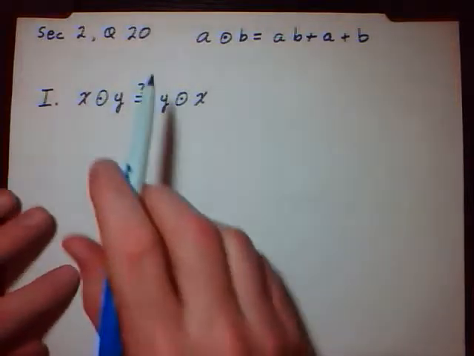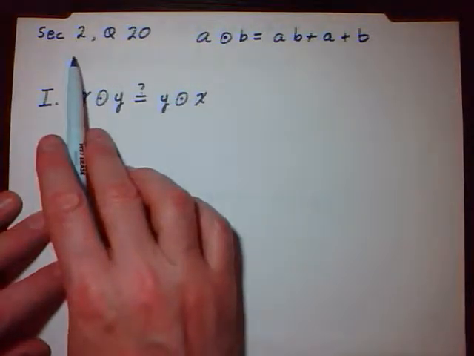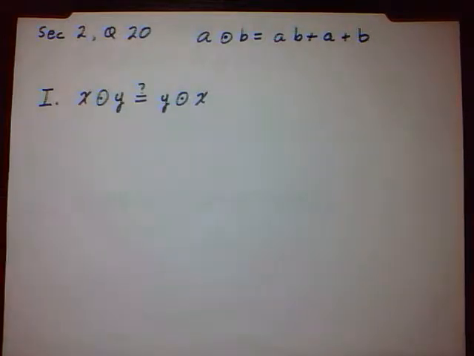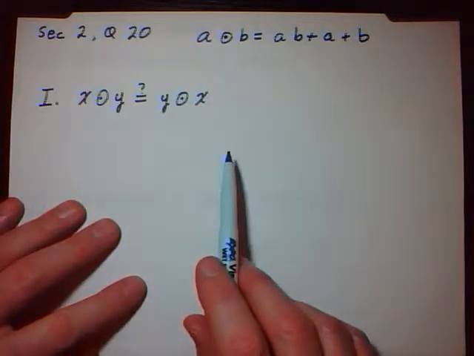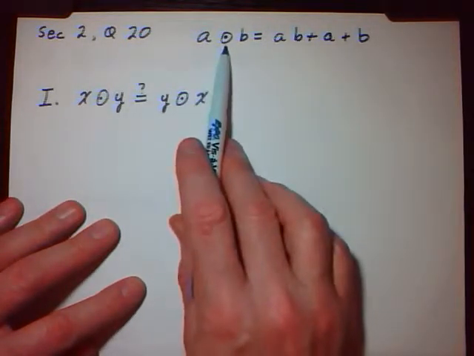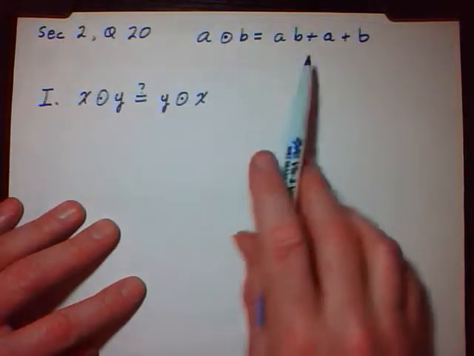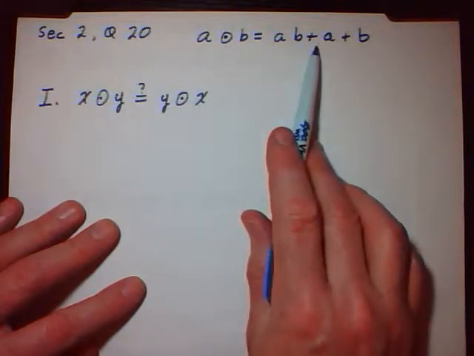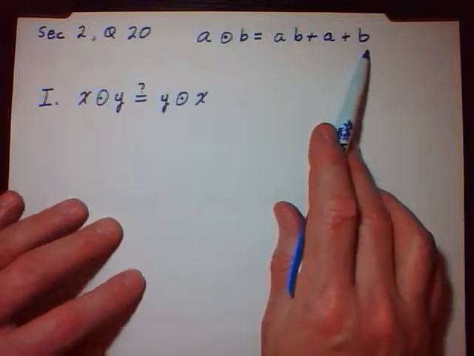This is the solution for question 20 of section 2 in the practice SAT. In this question, we're told that for all real numbers a and b, this expression a circle dot b is defined to be a times b plus a plus b.